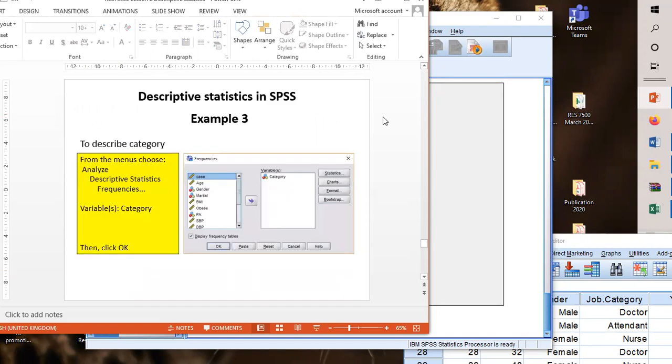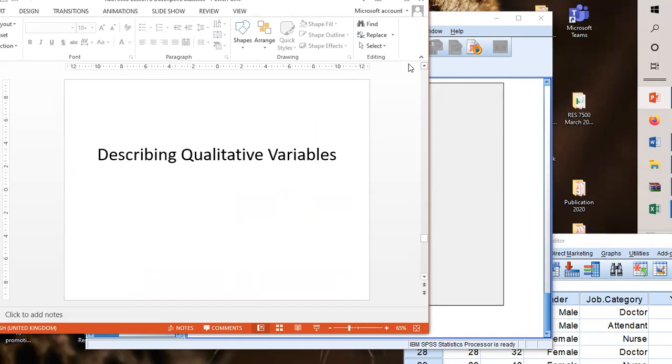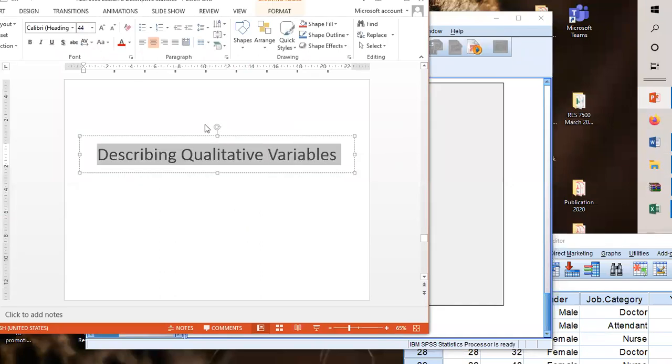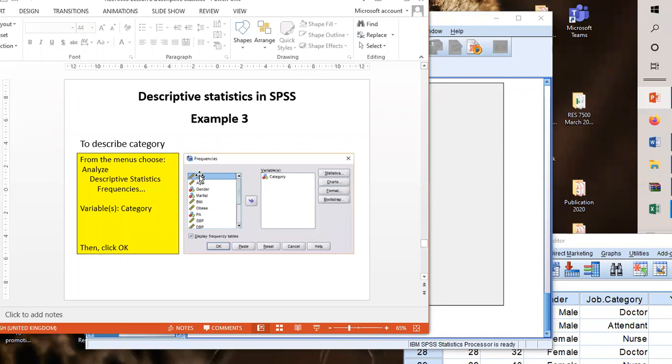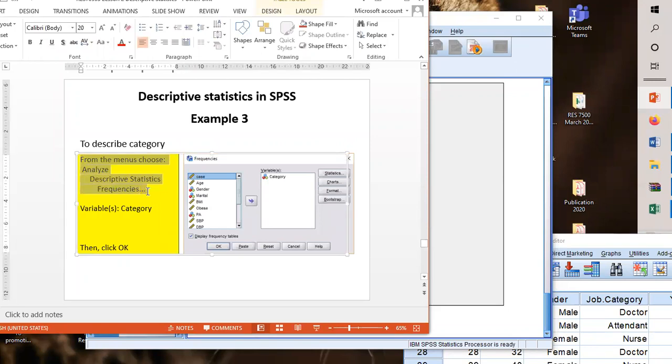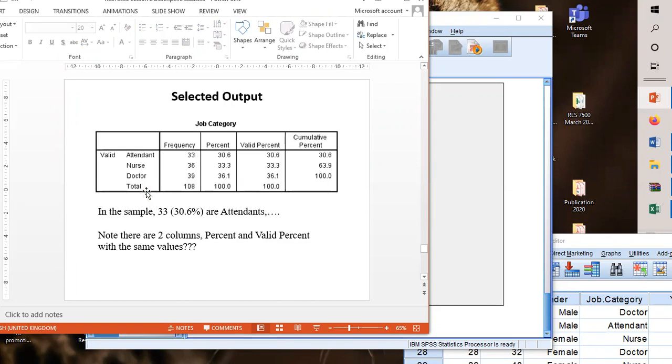Okay, no questions. We're going to describe qualitative variables. So we know we can't find the average. So we're going to use the frequency procedure. What comes out? A table. We have frequency and percentage. That's all. Very simple. Not as messy as the quantitative variables.